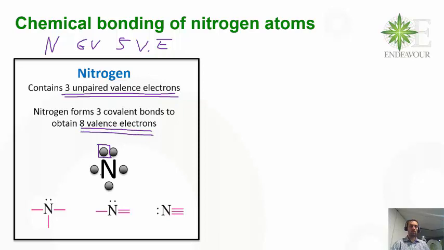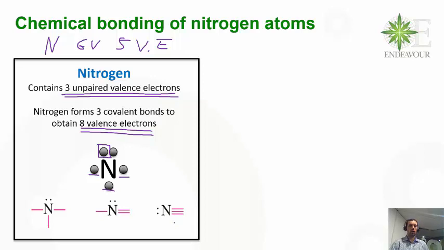So if we look at this Lewis dot symbol of nitrogen, we can see that there's actually 3 of our valence electrons that are unpaired, meaning it needs to form 3 covalent bonds. So you can see some different ways that the nitrogen can actually form these covalent bonds. In theory, it could be 3 single bonds, it could be a double bond and a single bond, or it could be a triple bond.